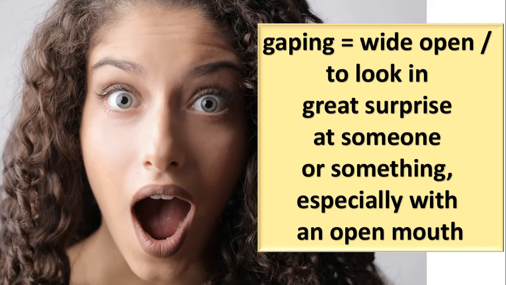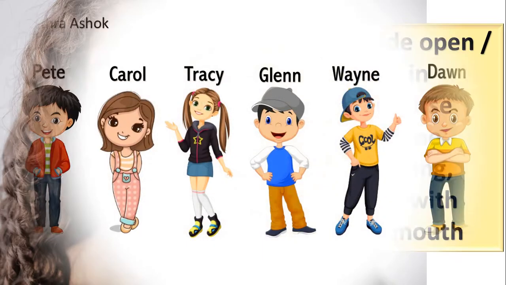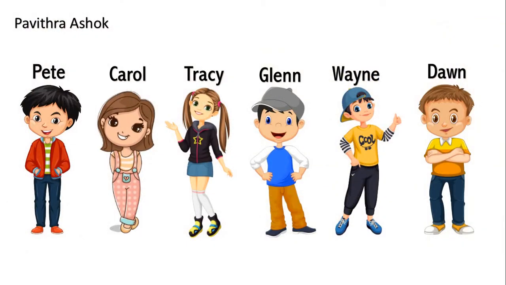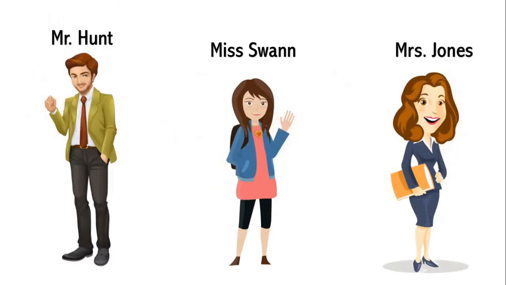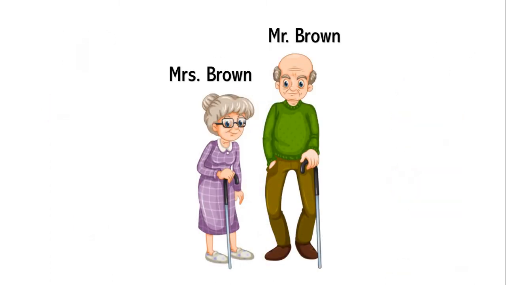Moving on to the explanation. Once again, we'll know about the characters. Students are Pete, Carol, Tracy, Glenn, Wayne, Don. Teachers are Mr. Hunt, Miss Swan, Mrs. Jones. Occupants of the house are Mrs. Brown, Mr. Brown.